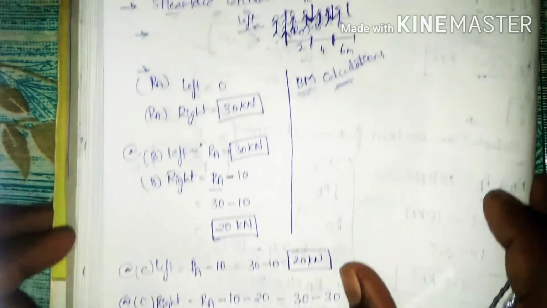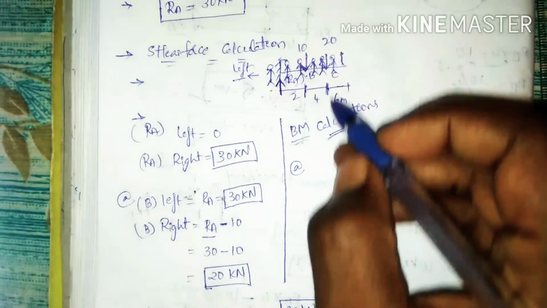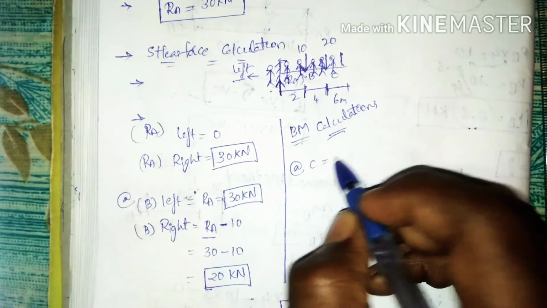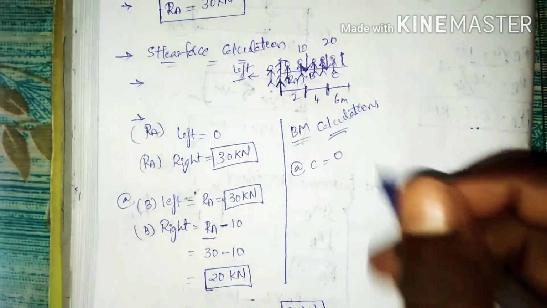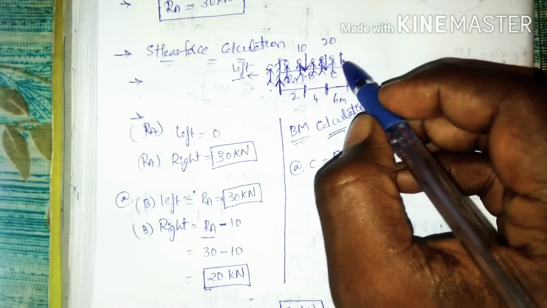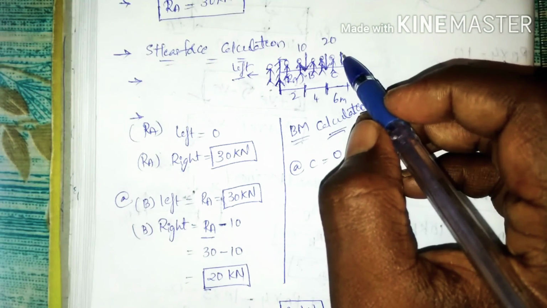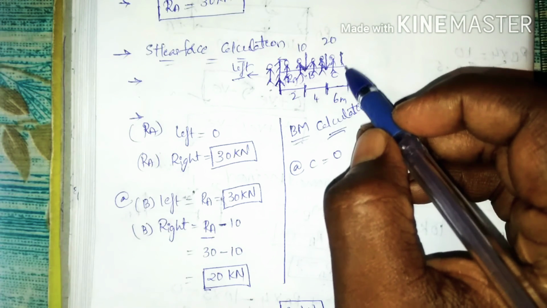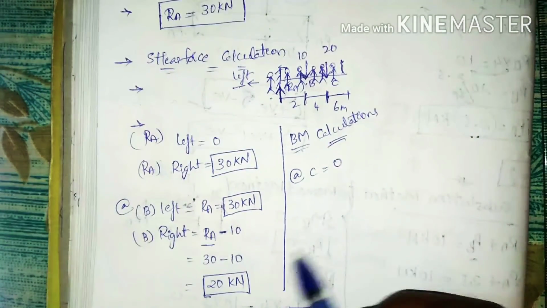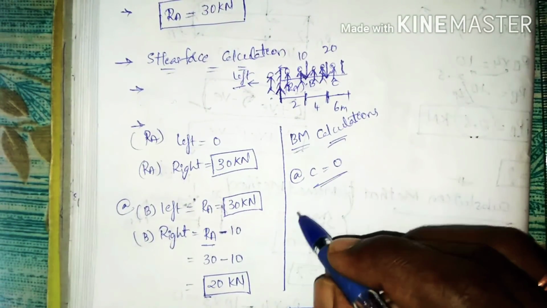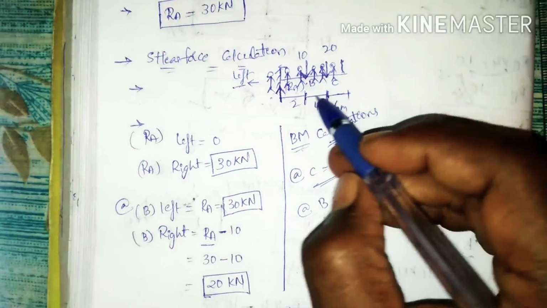Bending moment calculations. The bending moment at C is equal to 0, because there is no other load to multiply with the perpendicular distance. There is no force to multiply with the perpendicular distance, so the moment about C is equal to 0.